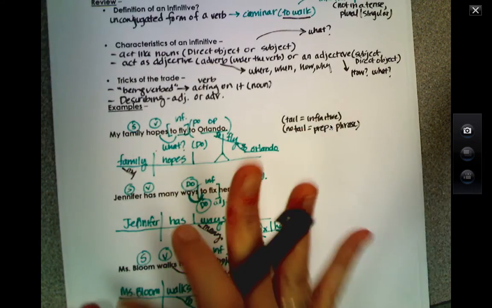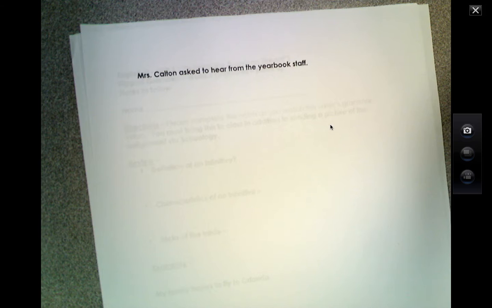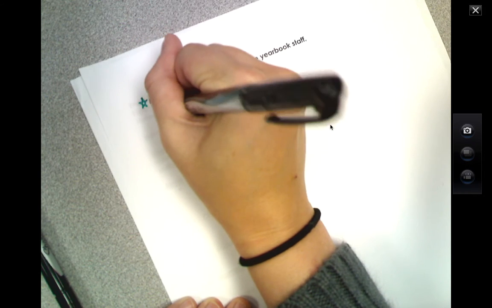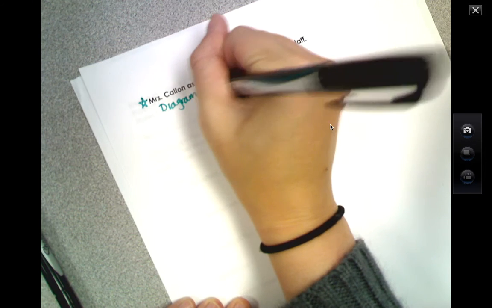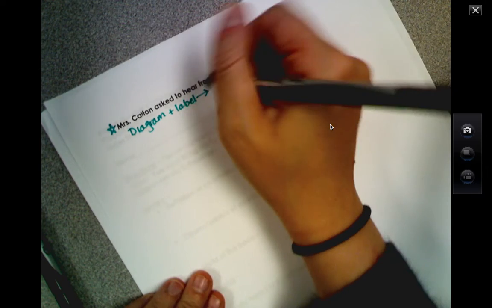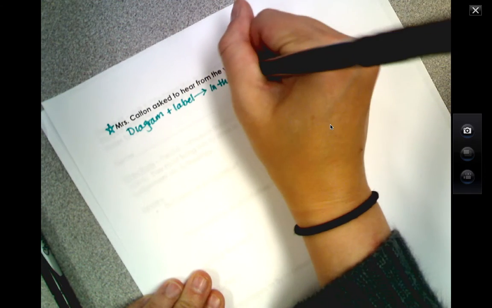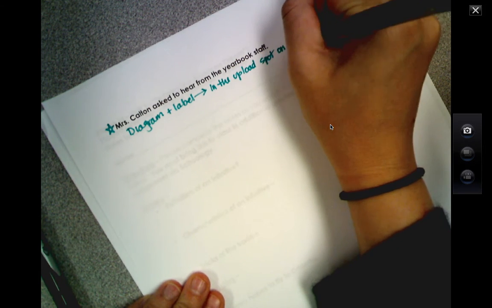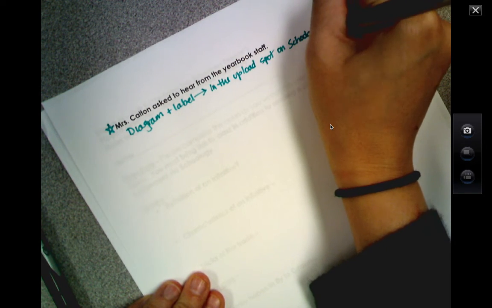So, you guys should be good with these. So, what you're going to do is this question about Mrs. Carlton, who is one of Miss Bloom's best friends. She's a teacher at Amelia High School, and she actually is a yearbook advisor. So, you're going to go ahead and do this one. You're going to diagram it and label. Make sure in the upload spot on Schoology, please write the parts.